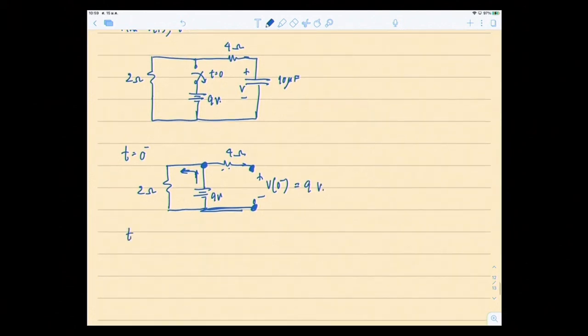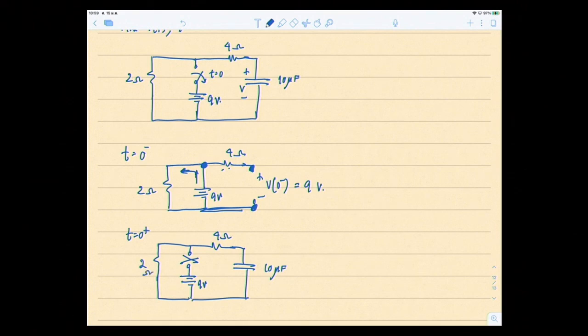Okay, then at t equal to 0 plus, the switch opens up. So the 4 ohms and the capacitor remain. This 9 volt source doesn't come into the picture anymore because this is open, right? So now you have a 10 microfarad capacitor connected to the 4 ohm and 2 ohm resistors. This is still V, right? V at 0 plus is equal to V at 0 minus.